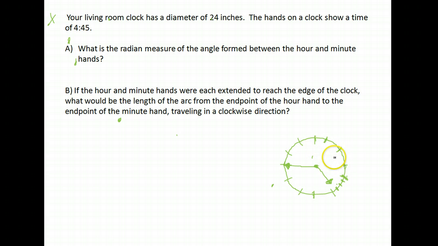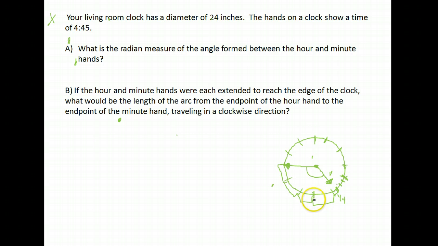Let's start by breaking this down. We want the radian measure of this angle here. Okay, so let's start and see how many full hour sections we have. We have 1, 2, 3, 4 of them that were covered, and then another 1/4 that was covered, to get from the 4 hour to the 45.